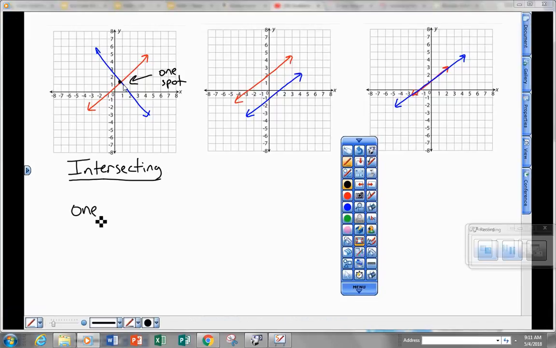The third word is store. Store, S-T-O-R-E. So again, graphs that intersect in one place, one solution.